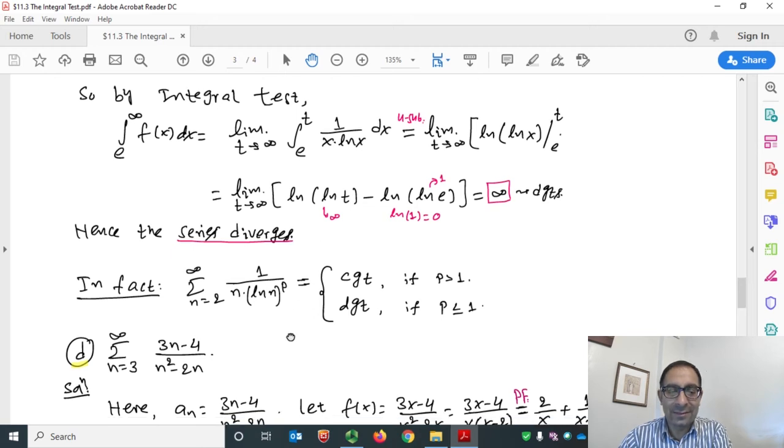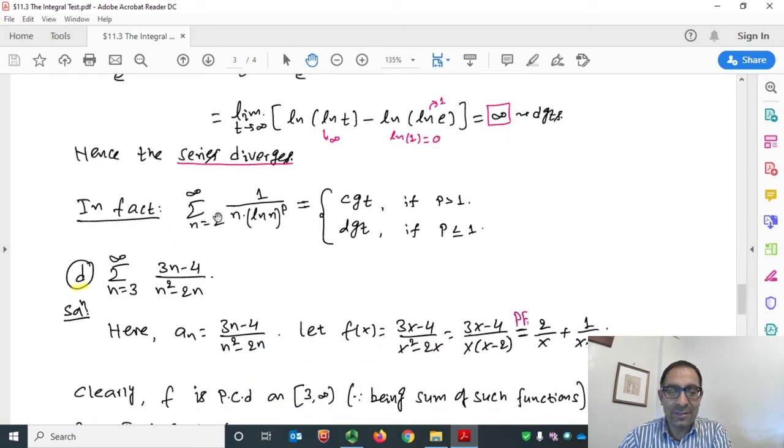But in fact, this is true, by the way. The series of 1 over n times (ln n) to the power p converges if p is greater than 1, and diverges if p is less than or equal to 1. Okay.